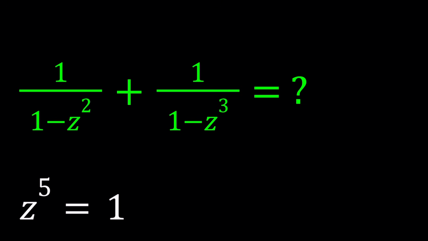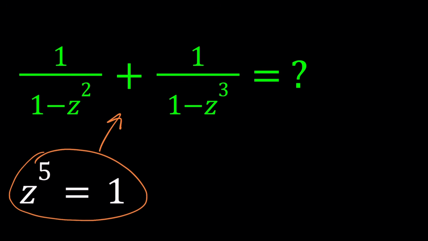Anyways, here we are. We have this problem where z to the fifth power is equal to 1, and we're supposed to evaluate 1 over 1 minus z squared plus 1 over 1 minus z cubed. So based on this equation, based on the values of z, we're going to have to evaluate a rational expression, right? So let's go ahead and do this in two different ways.